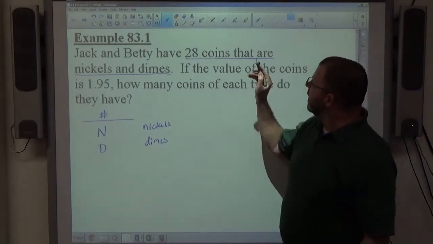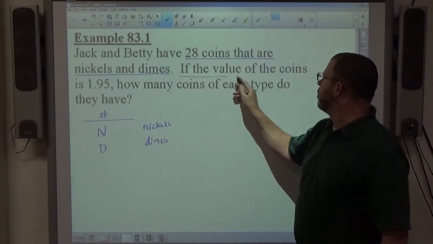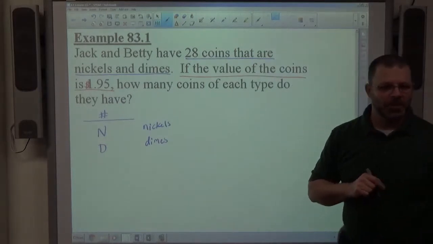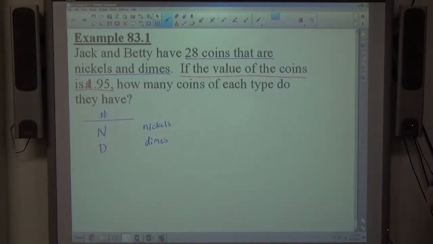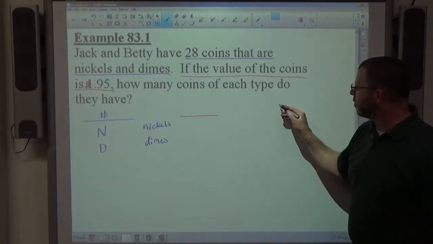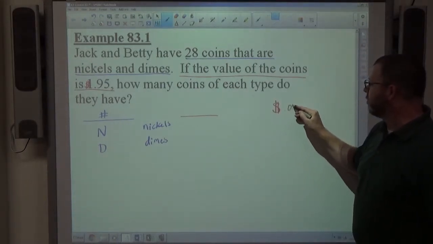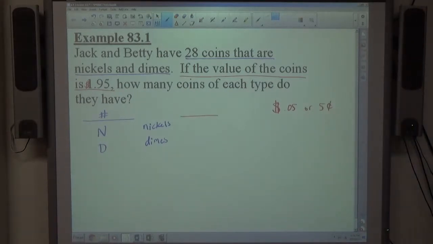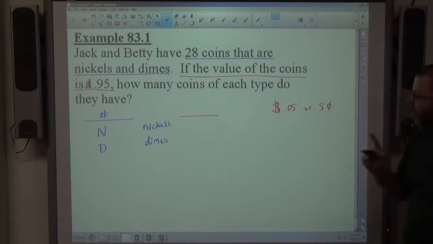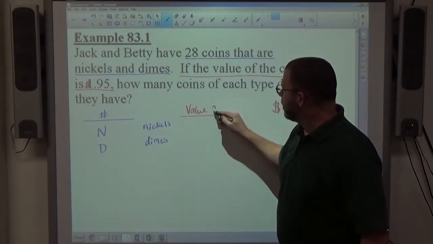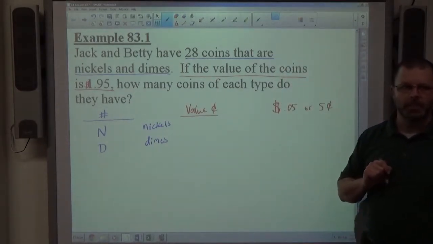And then, if you continue reading, it says the value of the coins is $1.95. It should have a little dollar symbol in front of it. Does yours have a dollar symbol in front of it? No. Pretend there's a dollar symbol in front of it. All right, $1.95. Now, here's the deal with nickels and dimes. How much is a nickel worth? 5 cents. 5 cents looks like this: $0.05 or 5 cents. Which one do you think is easier to work with? 5 cents is easier to work with. So, what I want to do is I want the value of these coins, but I want it to be in cents, not dollars.